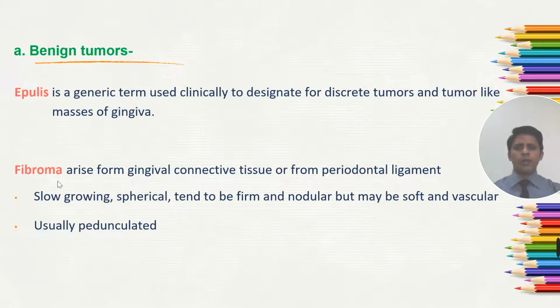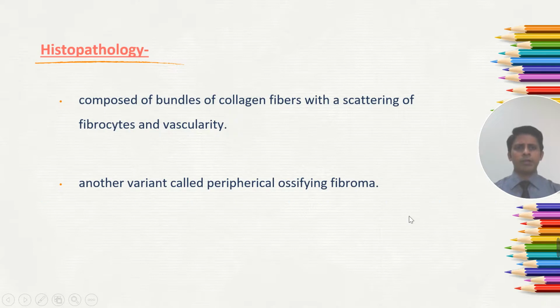The fibroma arises from gingival connective tissue or from the periodontal ligament. It is slow growing, spherical, and tends to be firm and nodular, but may be soft and vascular, but usually it is pedunculated. The histopathology of fibroma shows bundles of collagen fibers with scattering of fibrocytes and vascularity. Another variant is also known as periapical ossifying fibroma.